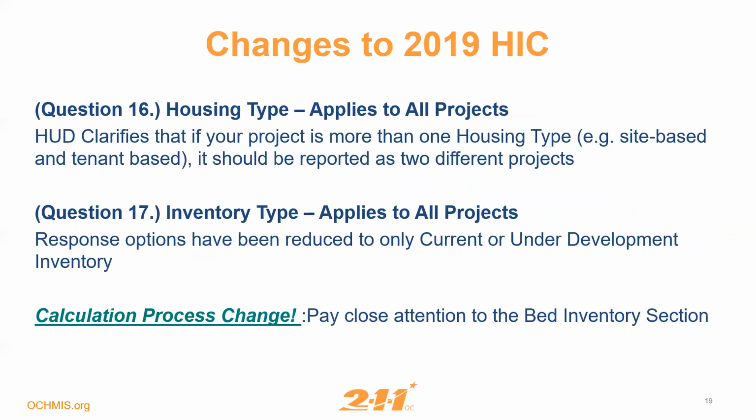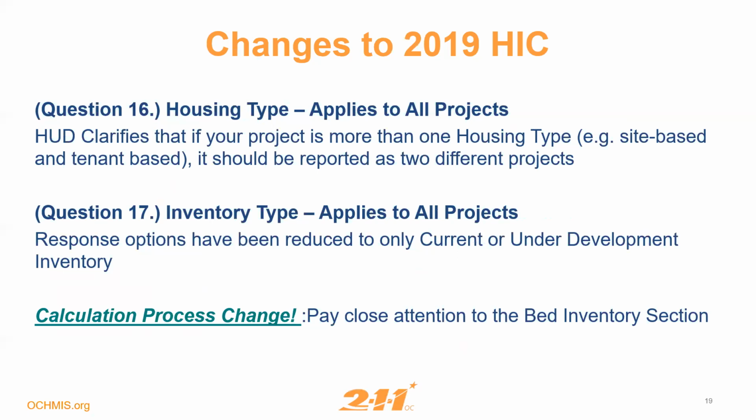Then there's also been a change to the housing type, question 16, and this applies to all projects. So HUD just wants to clarify that if your project has more than one housing type, for example, if the project is both site-based and tenant-based, it should be reported as 2 different projects. So if it's reported as 2 different projects, that means it should also be reported on 2 different rows on the HIC Answer Form. And that's only if your project has 2 housing types.